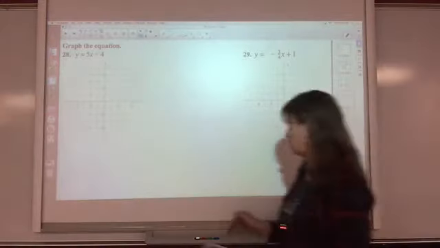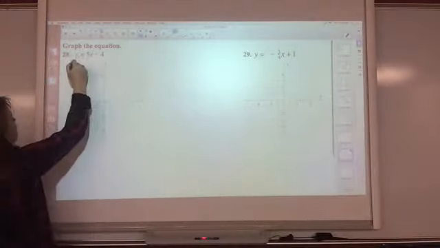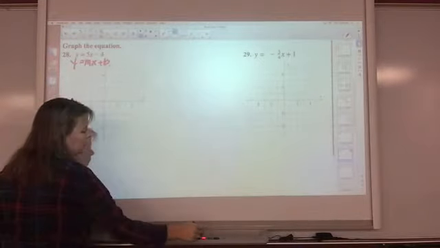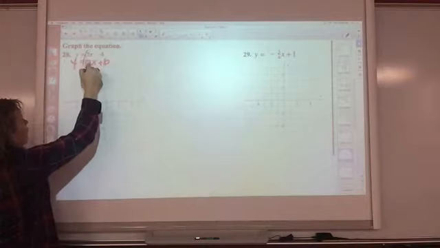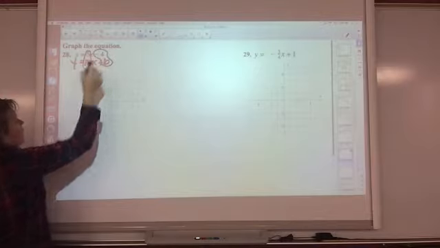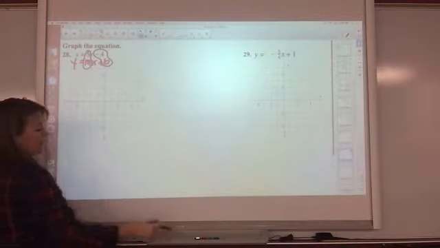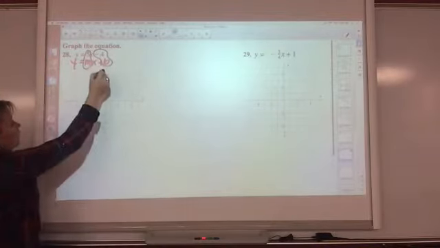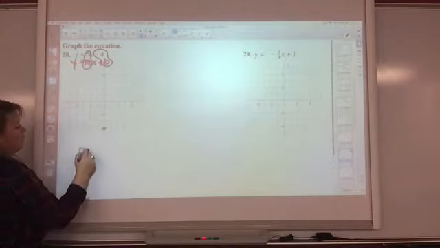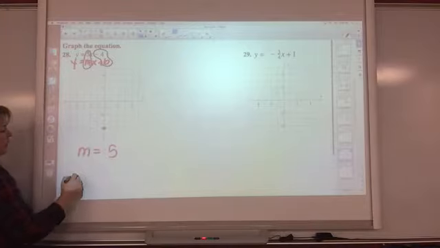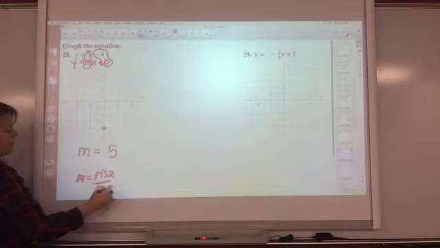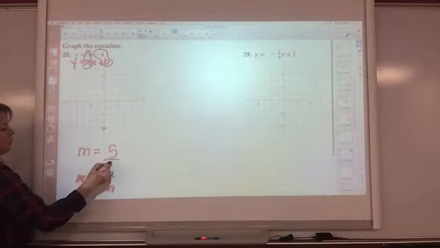Reminder that this is y equals mx plus b. The m, in this case, is 5. And b, the base, is -4. Base is y-intercept. Y-axis is right here. -4 is down 4. For our slope, it says our slope is 5, but we want rise over run. We don't have a run, so put it over 1.